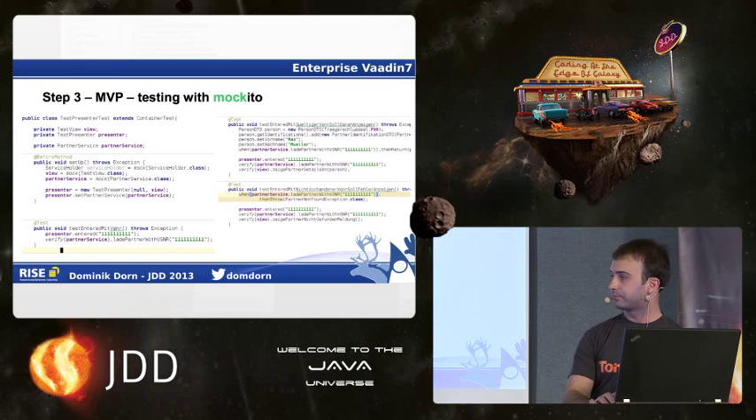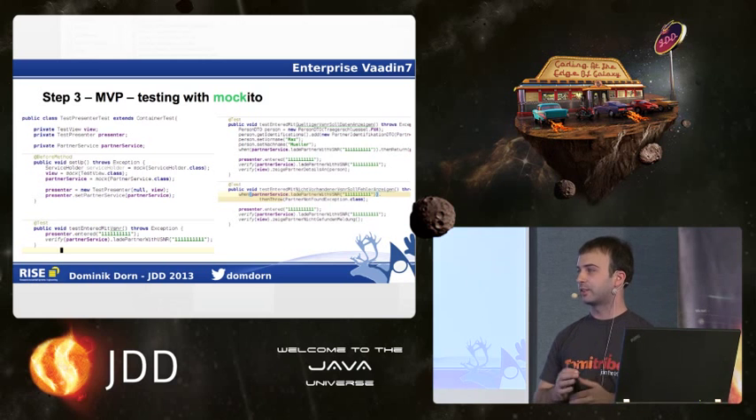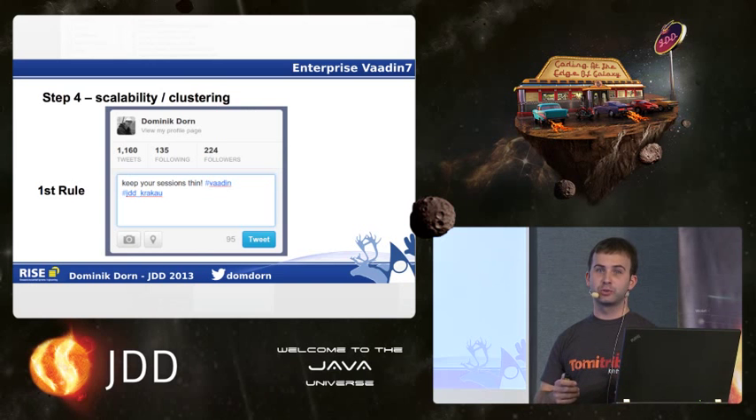Good. So let's go to scalability. The first rule of scalability in Vaadin is keep your sessions thin. So if you're using Twitter, this might be something you want to tweet, because the tweet wall is quite empty. But you should really keep this in mind.